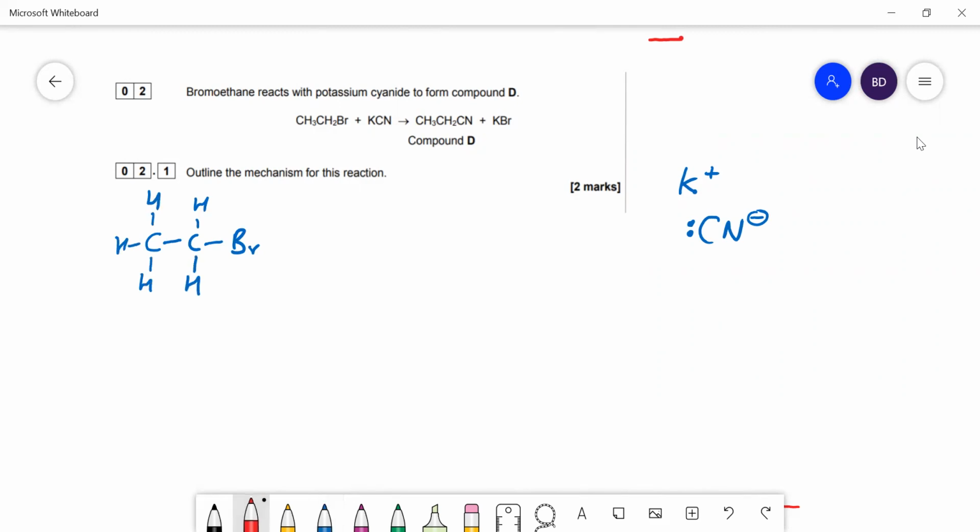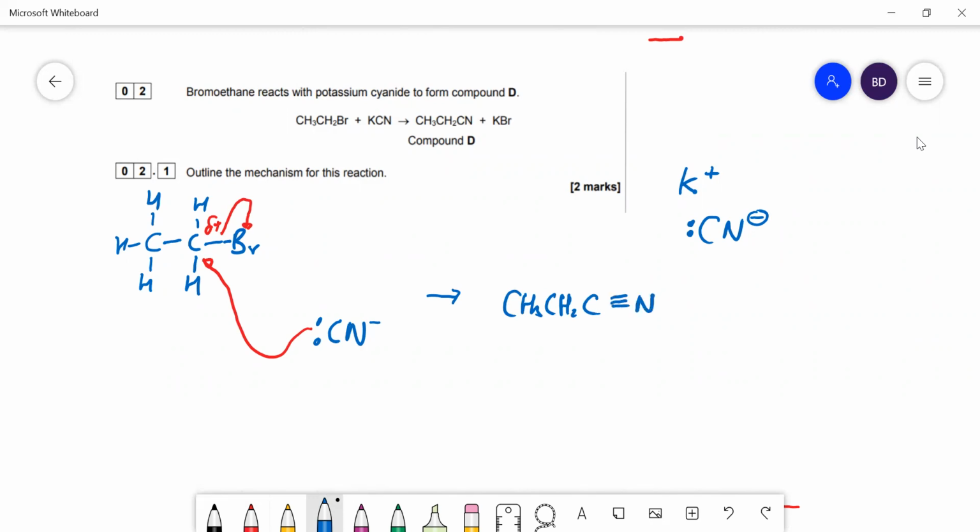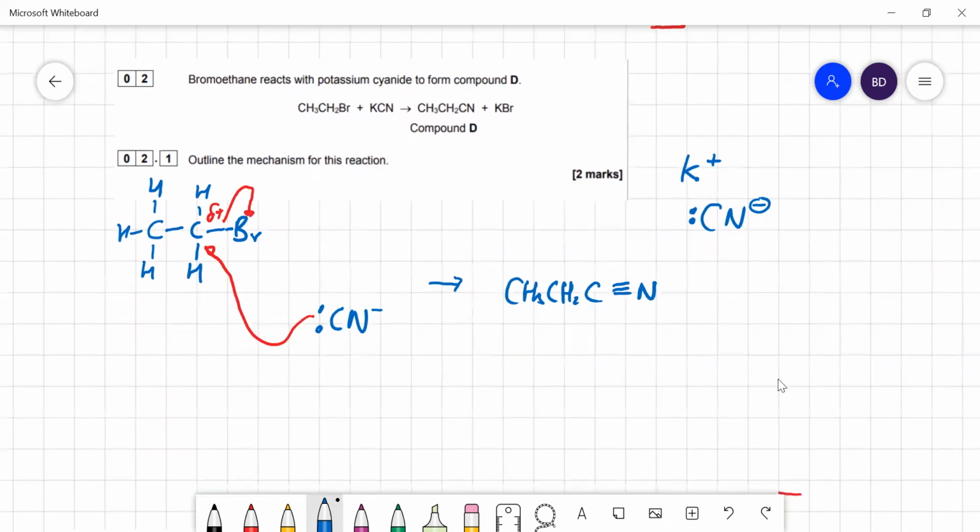Right, we've got a delta positive on that carbon there, so it's attractive to nucleophiles. The lone pair from the cyanide, from the carbon, goes onto that carbon, and the bond between the carbon and the bromine breaks. So I draw an arrow from the middle of the bond onto the bromine to give us the product. I just draw the product like that, which is quicker. Okay, so I think you probably get 1 mark for each curly arrow there, 2 mark question.